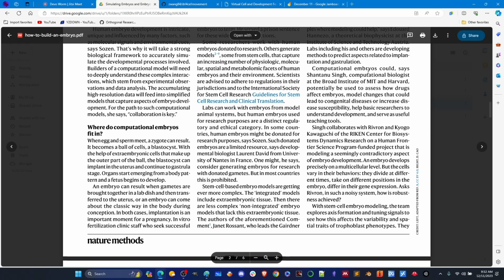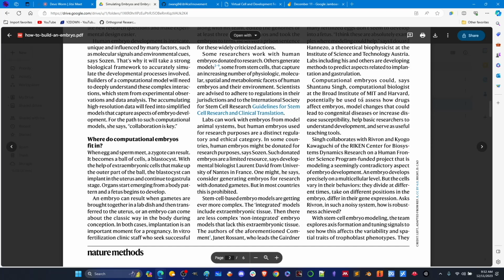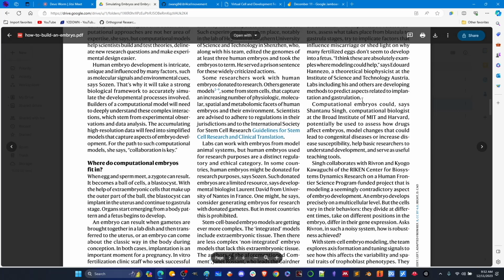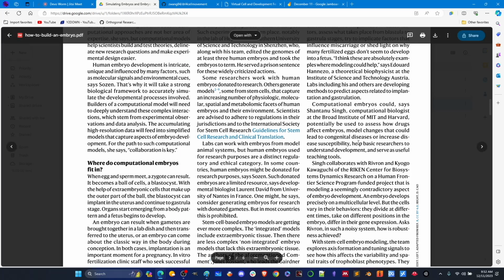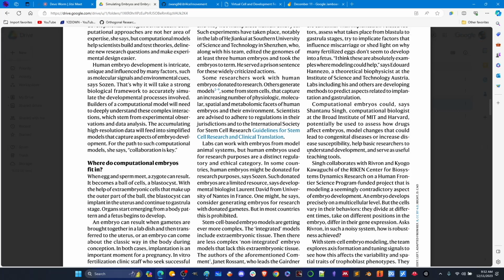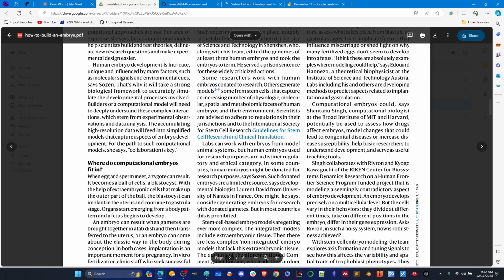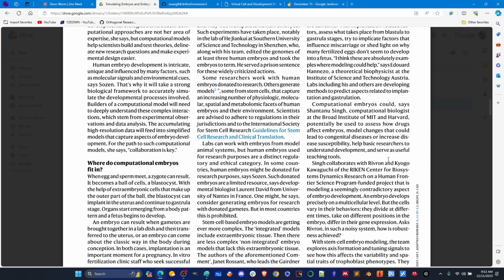Computational embryos are good for a lot of things, not just looking at different things like forces or cell migration. For example, you can use them to assess how drugs affect embryos. You can look at model changes that could lead to congenital diseases or increase disease susceptibility. You can also help understand development in its different guises, and use them as teaching tools. And you can do a lot of these things with the embryoid models as well.